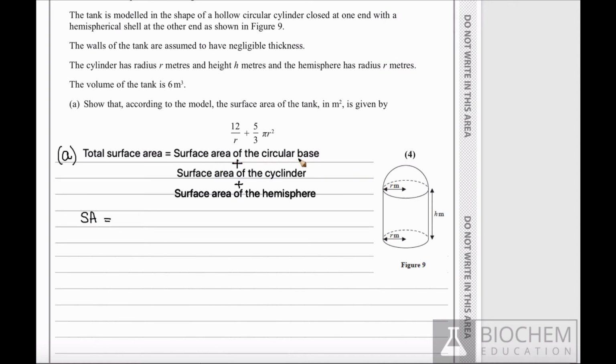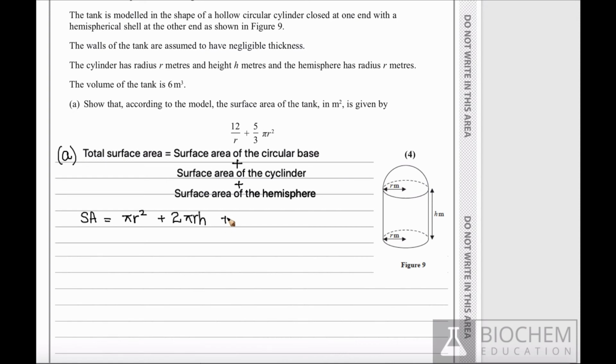So starting this, we can say surface area, the total surface area, equals the surface area of the circular base, and the formula for that is pi r square. That's the formula of the circular base of this cylinder. Next is the surface area of the cylinder. So what is the formula for the curved surface area of the cylinder? That is 2 pi r h.